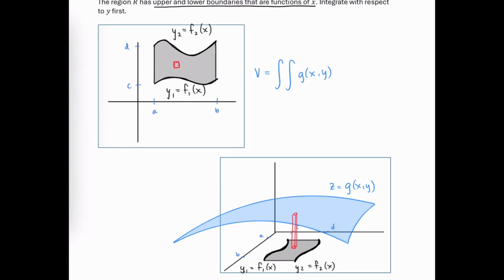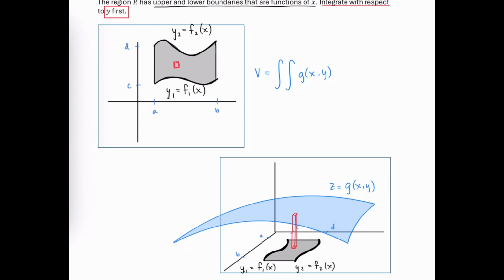And now we have to determine the order of integration. Because the region in the domain is not rectangular, it does matter who is integrated first. And what we'll see is that when we have a region that looks like this, we'll need to integrate with respect to y first. So let's try to understand why that's the case.